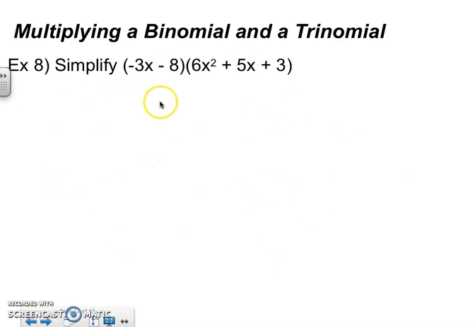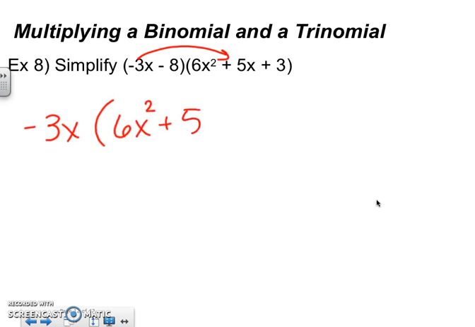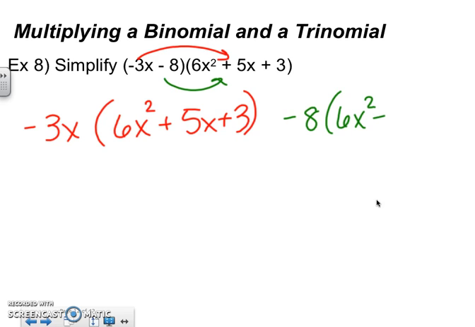The last kind we're learning is a binomial times a trinomial, and it's just a little more work. We still set it up like we do. We do the first term times everything on the right. So I'm going to do negative 3x times everything on the right. So negative 3x parentheses 6x squared plus 5x plus 3. Then I'm going to do my second term, which was negative 8 times everything on the right. Negative 8 times 6x squared plus 5x plus 3.